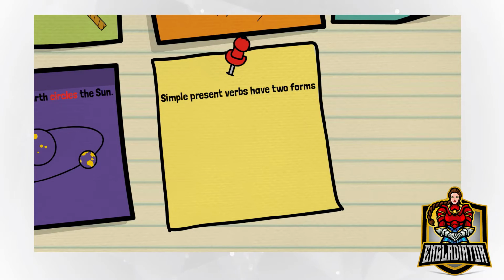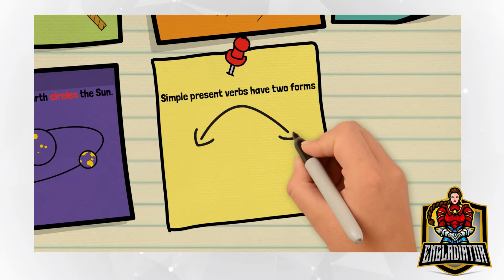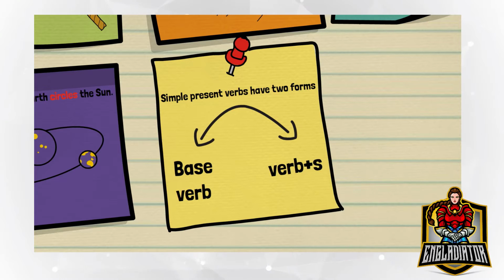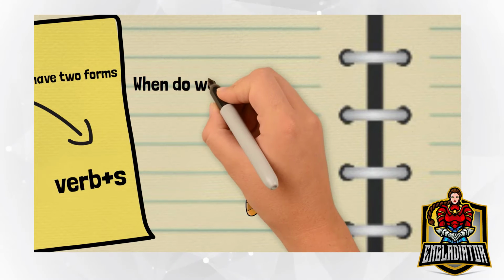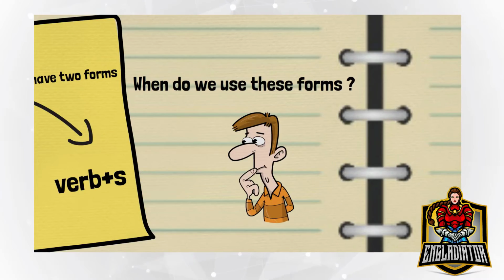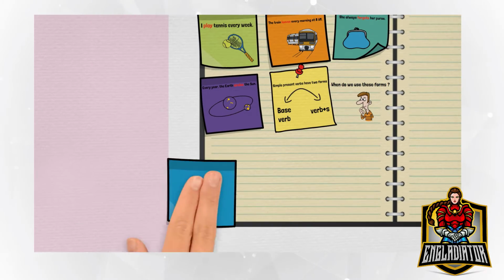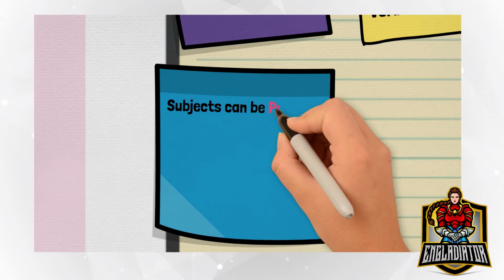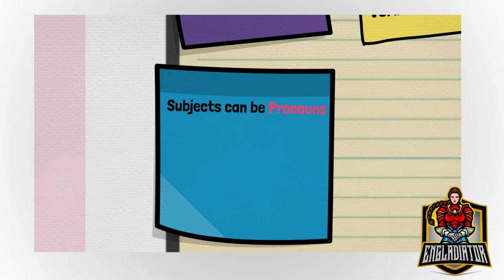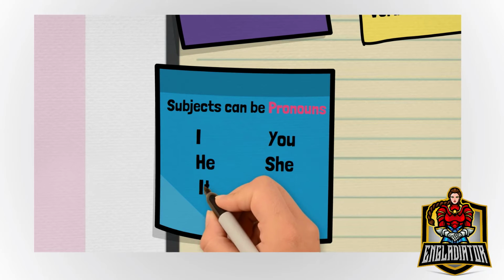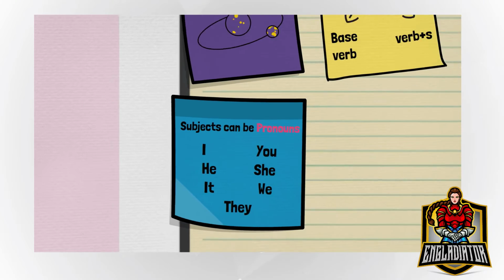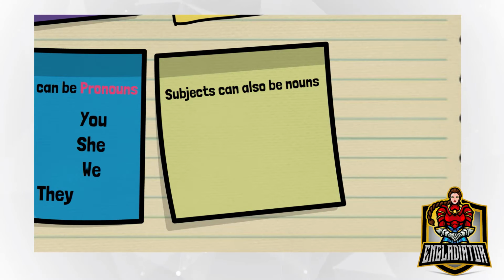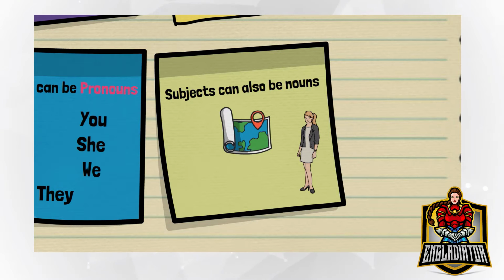Simple present verbs have two forms. We use the base verb or verb plus s. But when do we use these forms? Actually, that depends on the subject of the sentence. Subjects can be pronouns, for example, I, you, he, she, it, we, and they. Subjects can also be nouns like people, places, animals, or things.